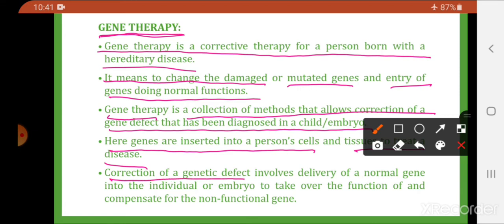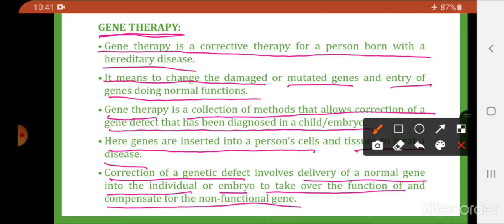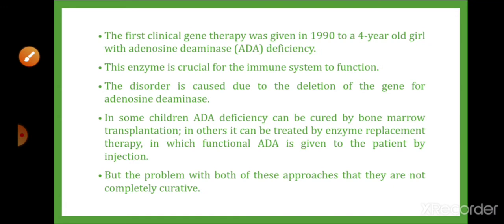Correction of a genetic defect involves delivery of a normal gene into the individual or embryo to take over the function of and compensate for the non-functional gene. So how is it done? So here there will be the delivery or entry of a normal gene into the cell or embryo, and that normal gene takes over the function of the non-functional gene.